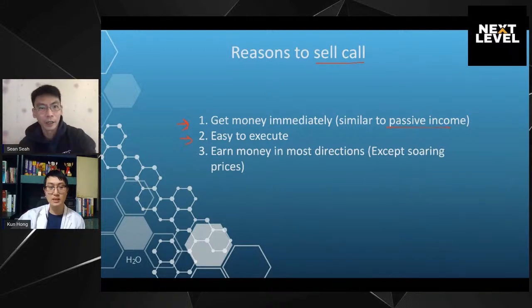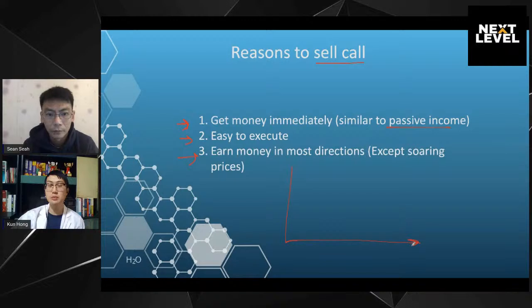Yep, let's go for it. You can earn money in most directions. Yes, tell us a bit more about this. So similar to last week's one, you earn money in most directions unless the price drops a lot. But this time it's the opposite. You only lose money if the price suddenly increases a lot. Oh, okay. Increase a lot, you lose money. You lose opportunity actually, correct?